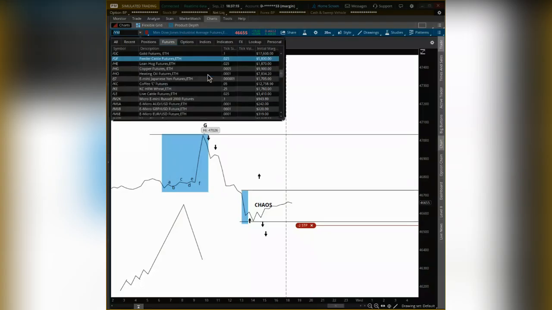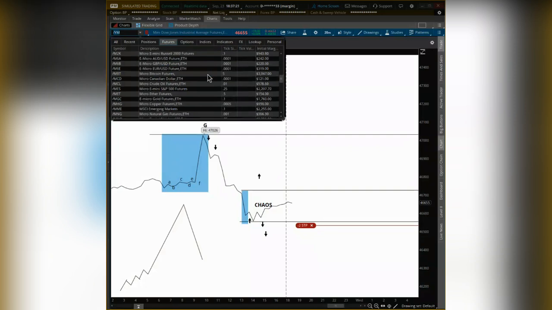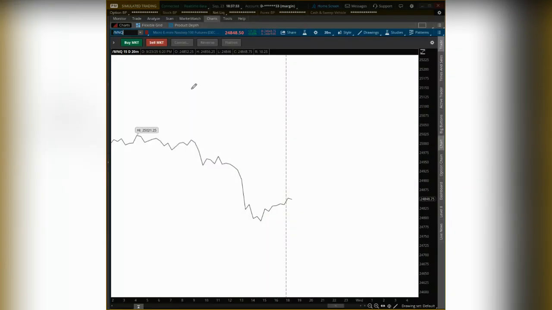In the meantime, getting back, I'm trying to find the NQ here. I don't know why the print is so small. Okay, here's the micro NASDAQ E-mini. Is that okay? Take a look at that. Yeah, that's fine.